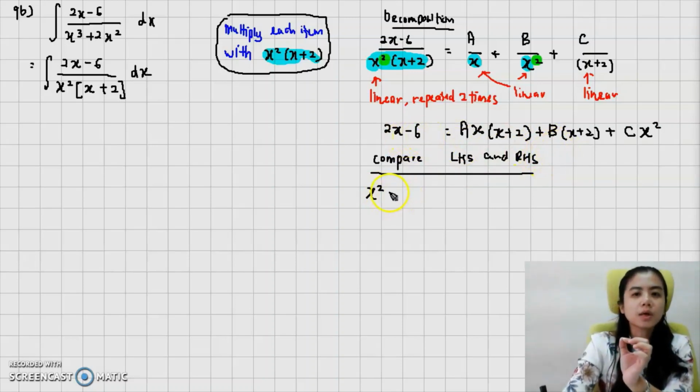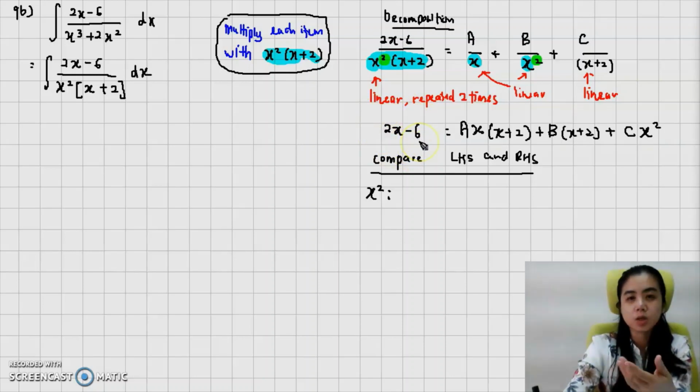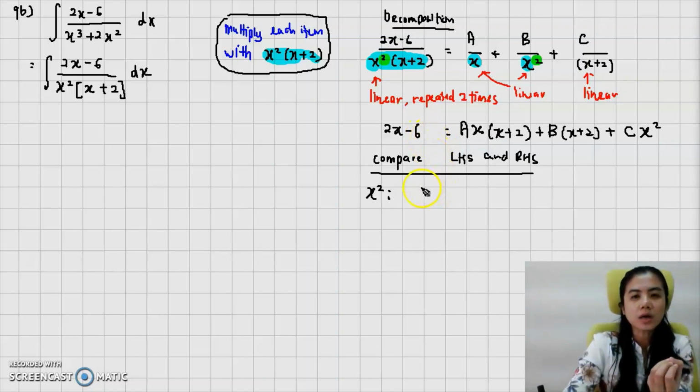Okay, let's compare x squared first. We're going to take the value in front of the x squared. Let's look at the left hand side. For the left hand side, do you see x squared here? No, we do not have the x squared. So where we do not have the x squared on the left hand side, we consider we are having a 0x squared.